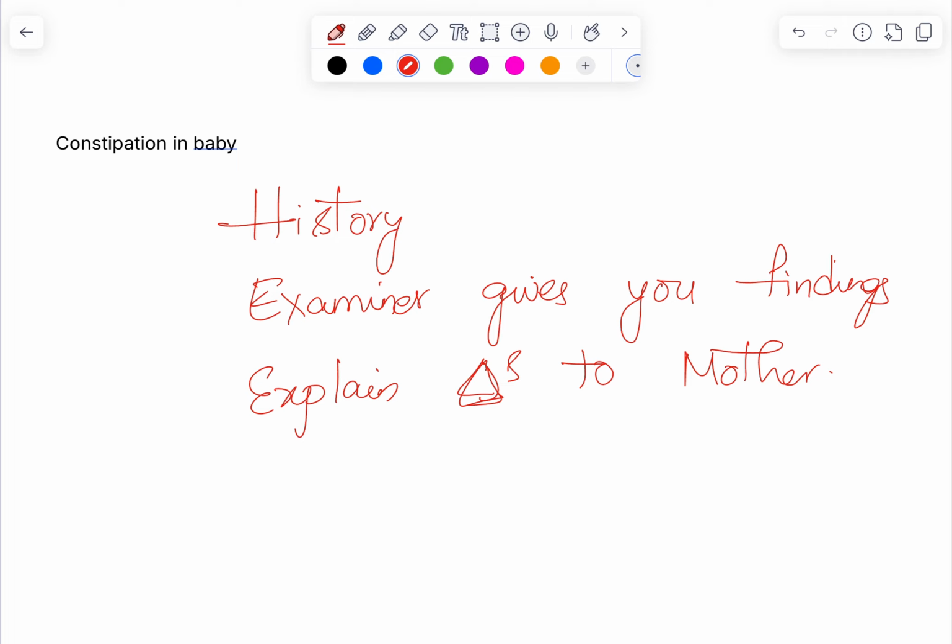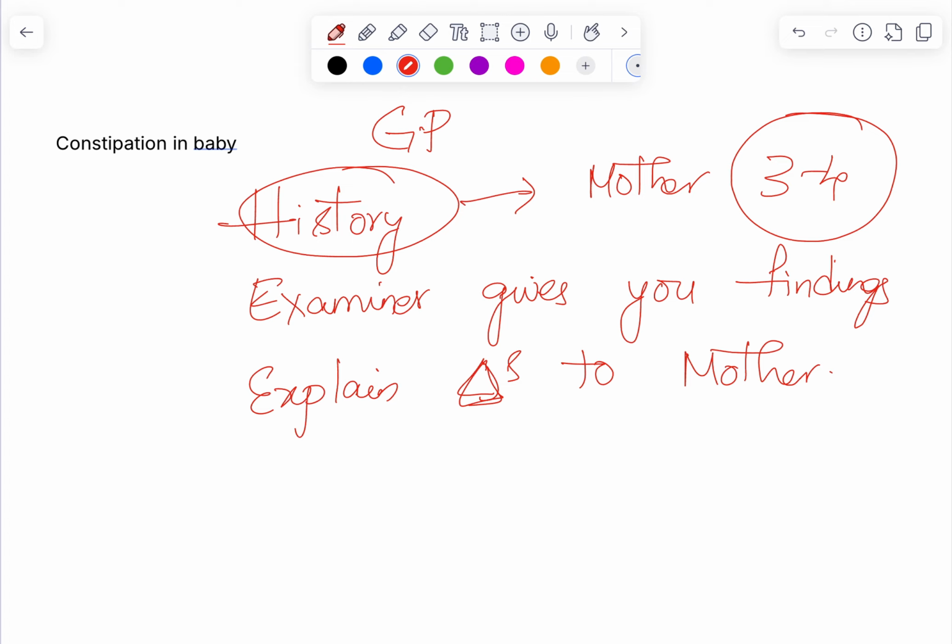Scenario 3, constipation in a baby. Very common scenario in your daily general practice and your OSCE or clinical exam. So when you have a scenario like this one is mainly taking history from the mother. This is a history taking scenario where you spend up to 3 to 4 minutes in the history.